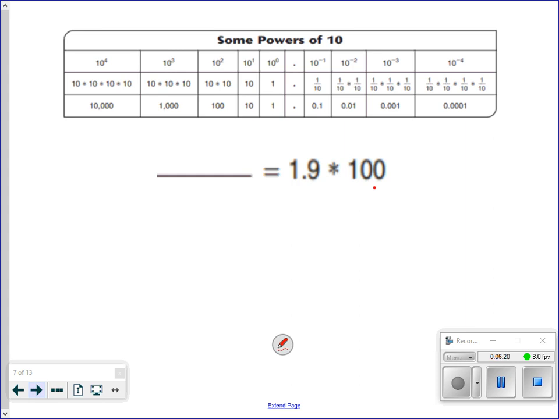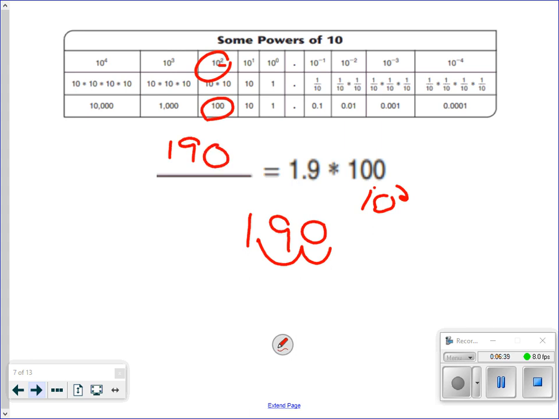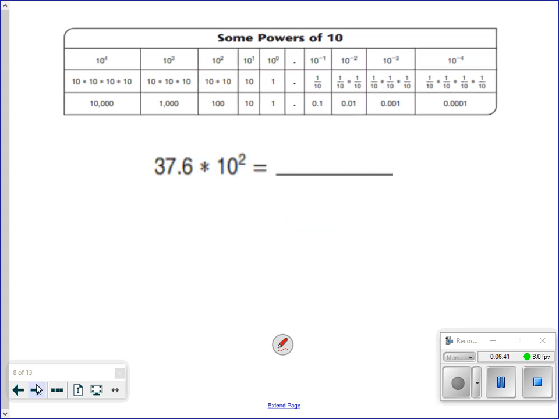1.9 times 100. Let's take 100 is right here. This is 10 to the second power. It means the same thing, right? So if it's 1.9, and it's a positive number, I get to move this decimal 2 spaces to the right and make a bigger number. 1, 2. So my answer is 190. The number is a positive. It's a 2.